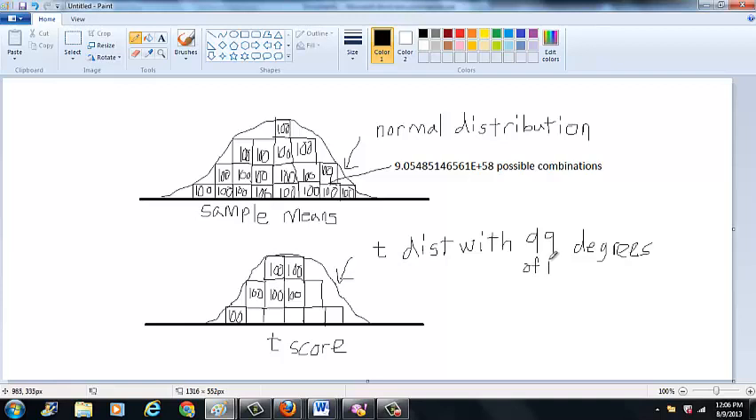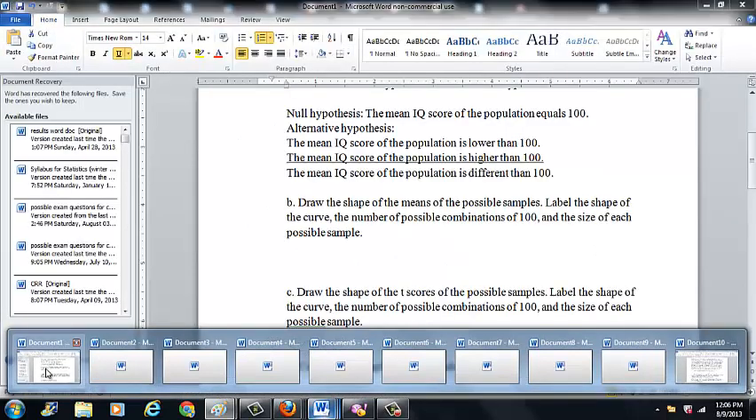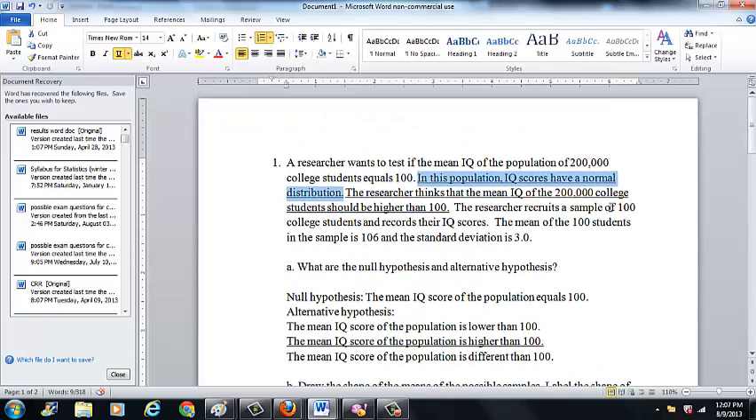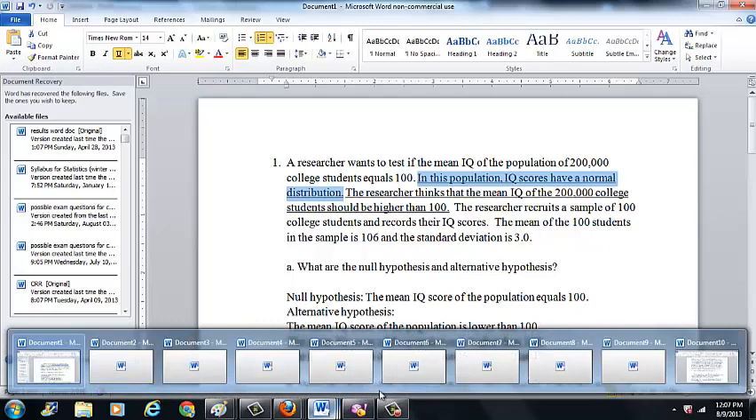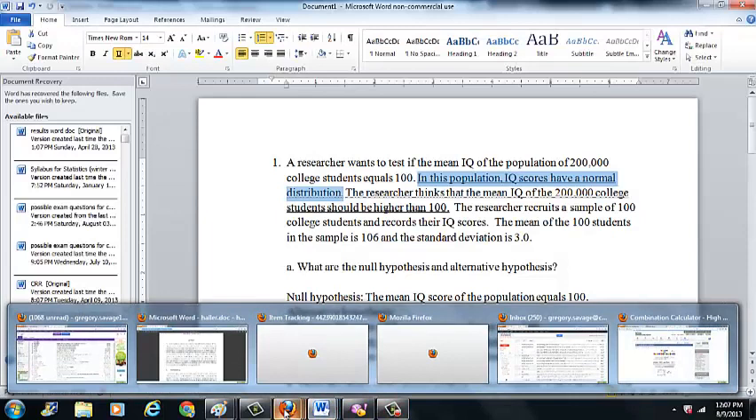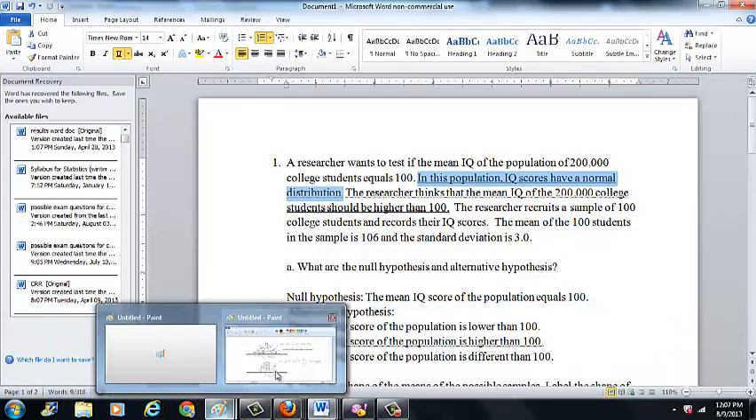Remember, in a one-sample t-test, the degrees of freedom is just n minus 1, or the number of people in the sample minus 1. In our question, data was collected from a sample of 100 people, a sample of 100 college students. So the degrees of freedom is just 100 minus 1, which is 99. That's the formula for the degrees of freedom in a one-sample t-test.